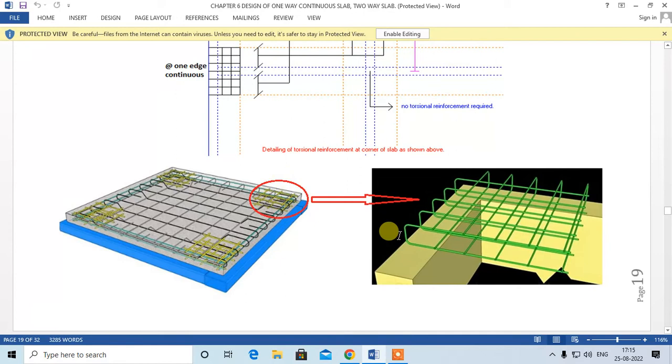So you can provide U bars like this and U bars like this. So this will give you a top mesh and bottom mesh, right? So this is how you can do the steel design or detailing, steel detailing for this torsional reinforcement at the corner, right?